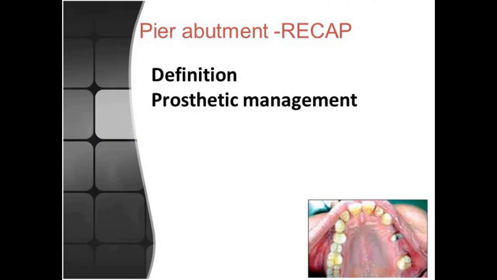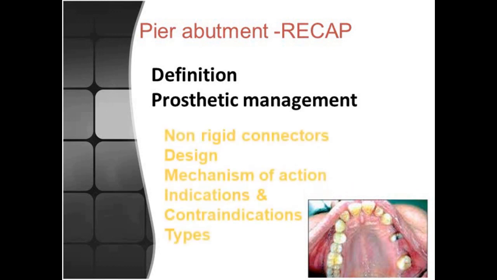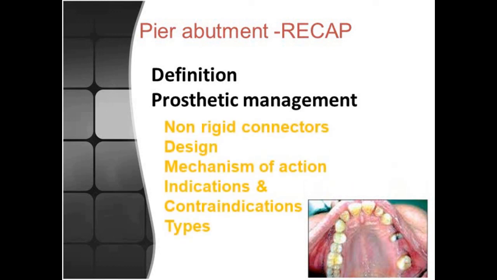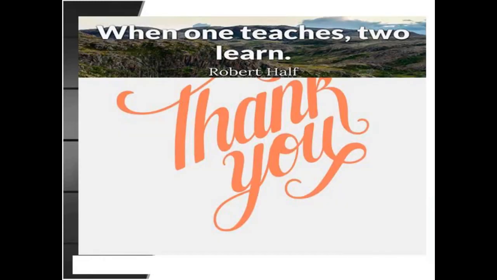So let us have a recap of our topic pier abutment. First we defined what a pier abutment is, the GPT 9 definition, and then the prosthetic management, which included the non-rigid connectors, their design, mechanism of action, indications and contraindications, and the various types, that is the tenon mortise, the split Pontic, and the cross pin and wing connectors. So here comes the end of our current session.